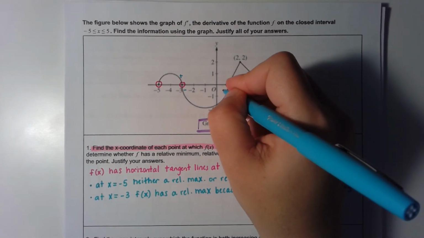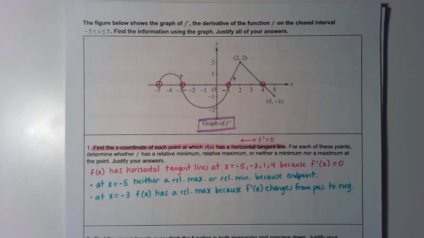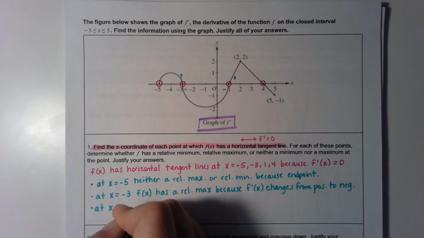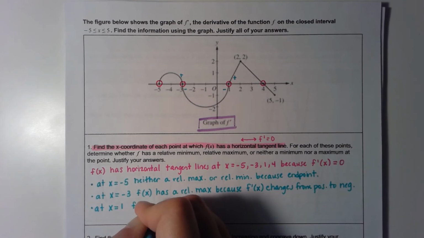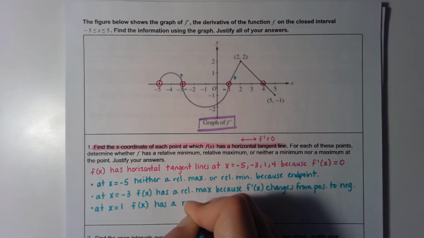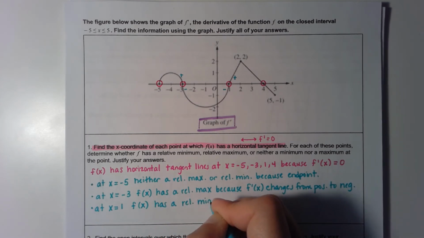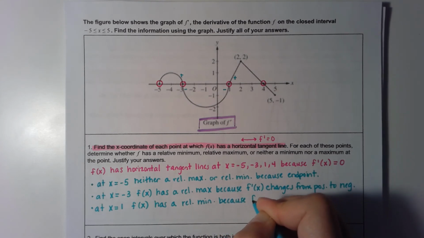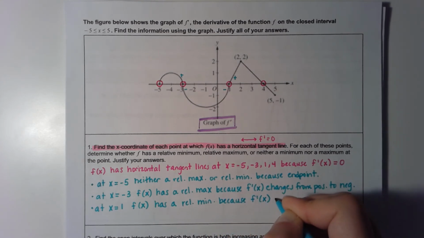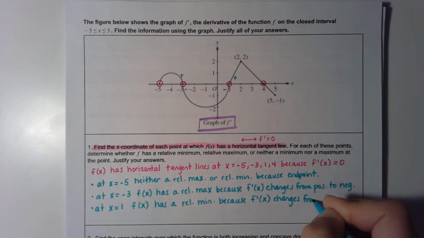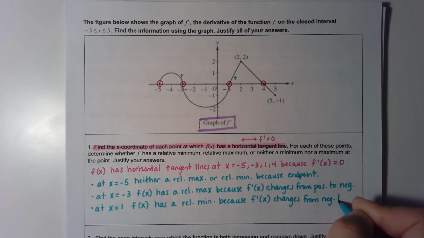Now let's look at what's happening at 1. So at 1, we're changing from below to above, which means a negative slope to a positive slope. So that's going to be a min. So we would say at x equals 1, f of x has a relative minimum because f prime of x changes from negative to positive.